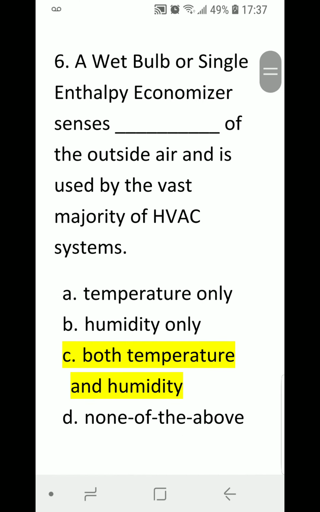Number 6. A wet bulb or single enthalpy economizer senses blank of the outside air and is used by the vast majority of HVAC systems. A. Temperature only. B. Humidity only. C. Both temperature and humidity. Or D. None of the above. Correct answer is C. Both temperature and humidity.